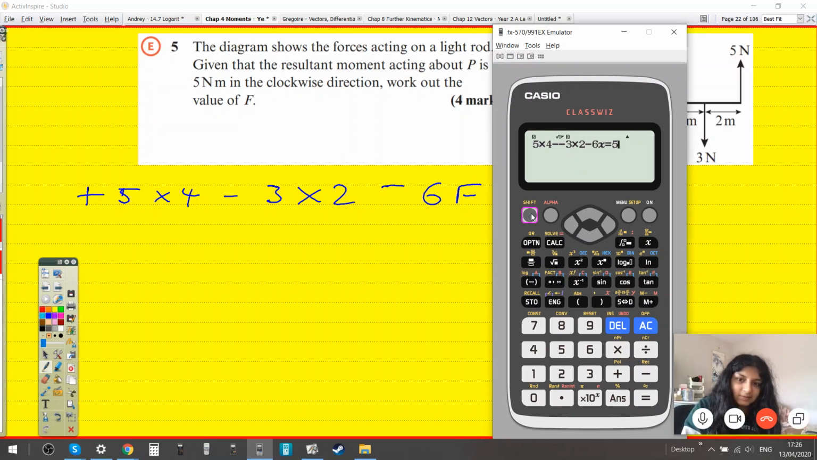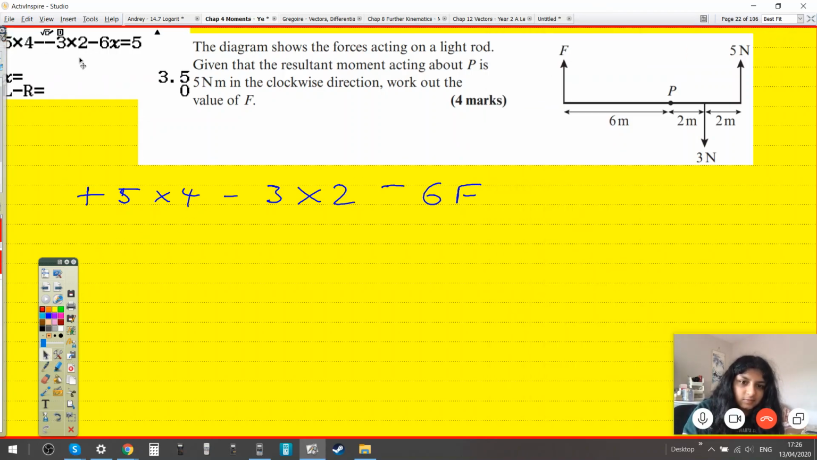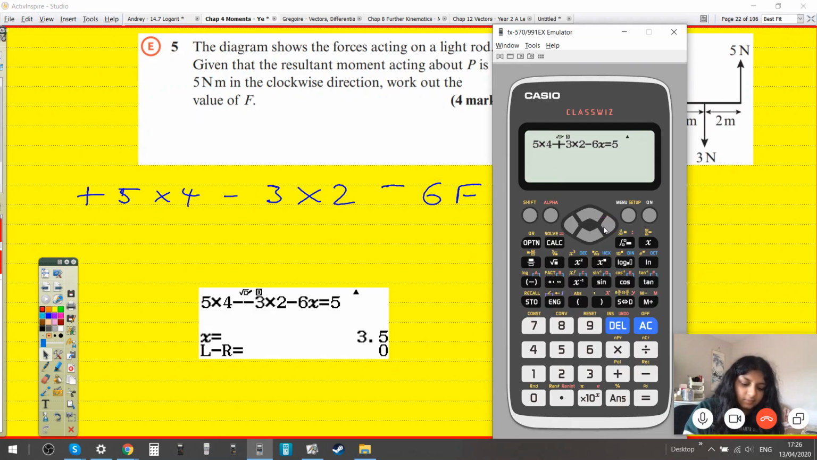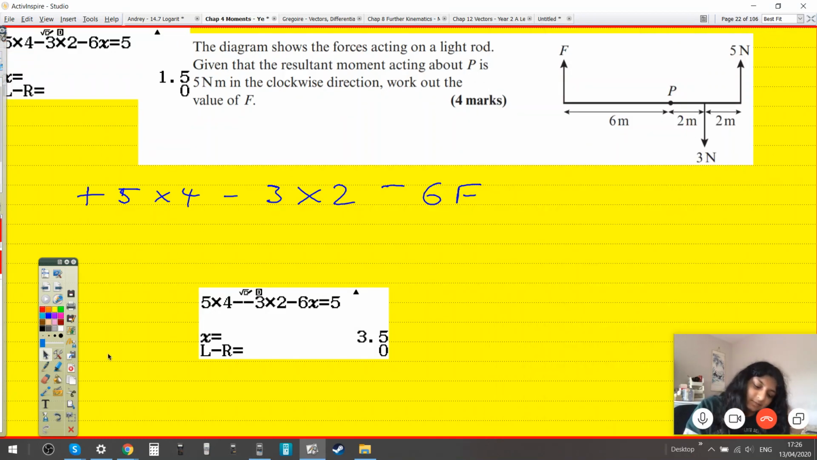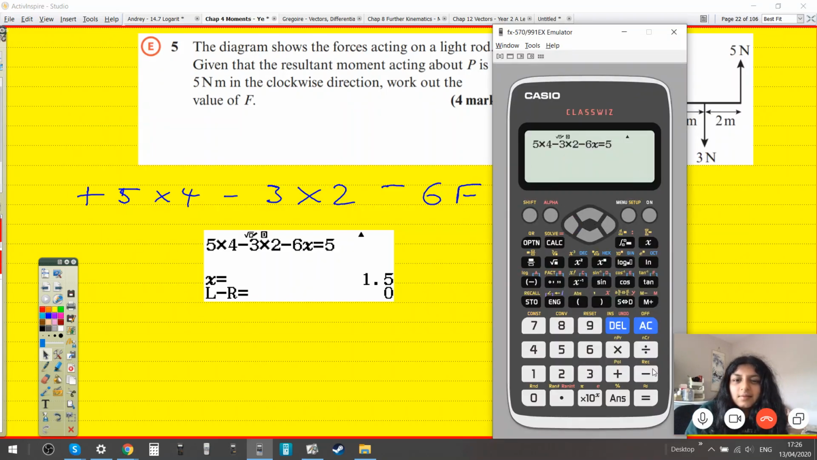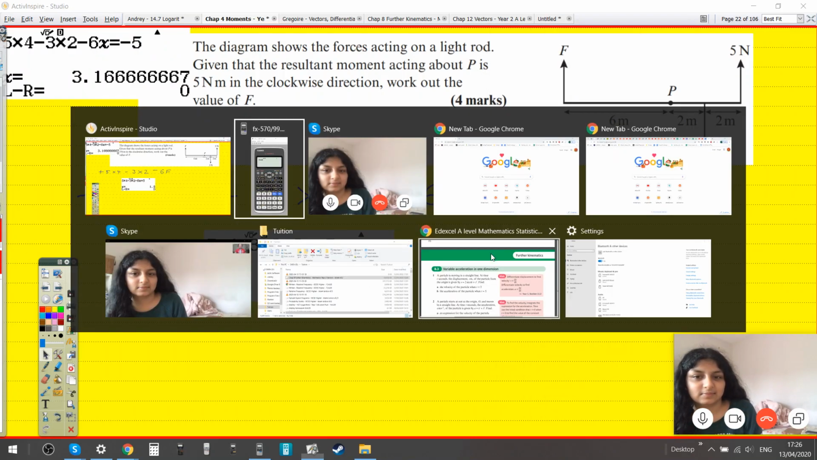3.167. I'm getting 3.5. How did you get 3.5? Copy paste. Unless I put it in wrong. Nope, I have an extra negative by mistake. 5 times 4. There we go. Shift solve. 1.5. How did you get 1.5? Did I put something else in? Shouldn't it be equals -5? Because it says it's 5 in the clockwise direction. Oh, very good. I was just trying to do it faster than you. Shift solve. There we go. Yes. And let me just press answer. Hang on. Boom.